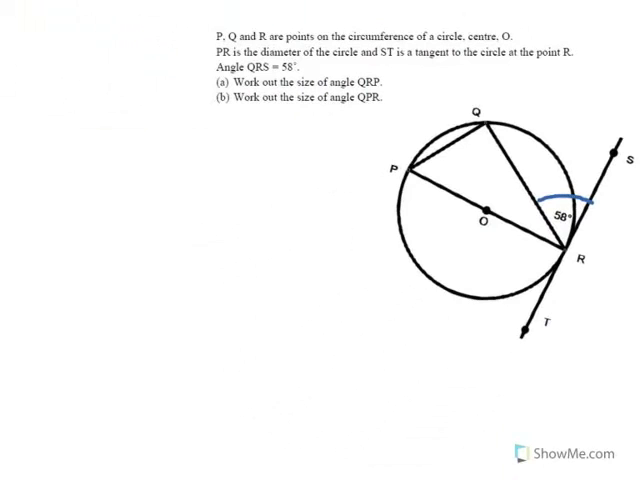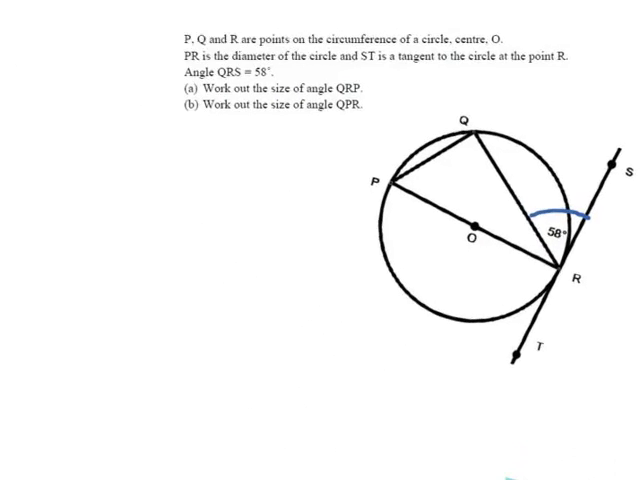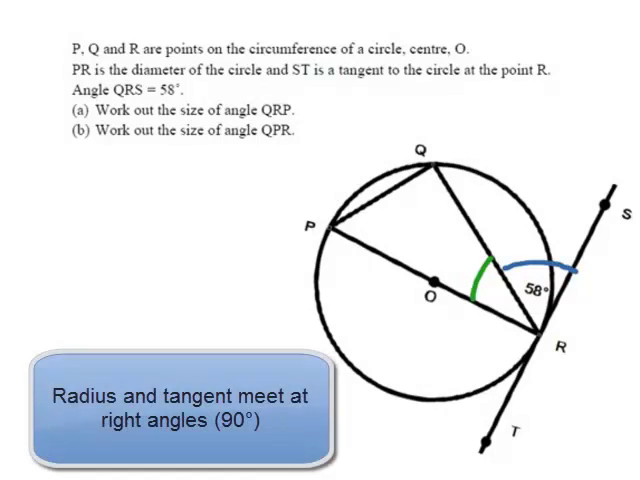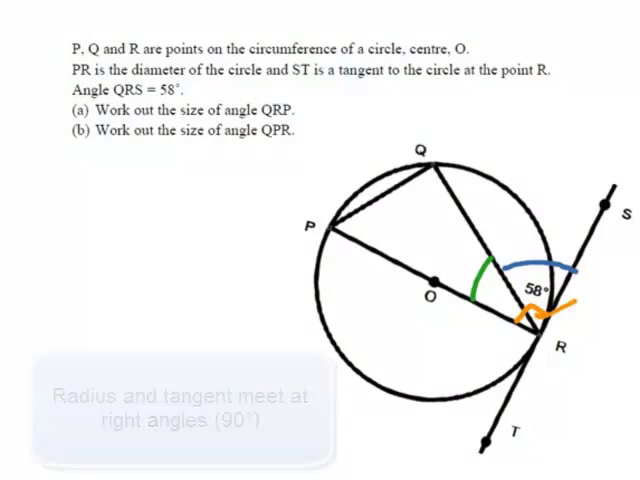First part wants us to work out the size of QRP, this one here in green. Well, hopefully you should know that radius and tangent meet at 90 degrees. So OR is your radius, RS is your tangent, so this angle here is 90 degrees. This one is also 90 because of the straight line.